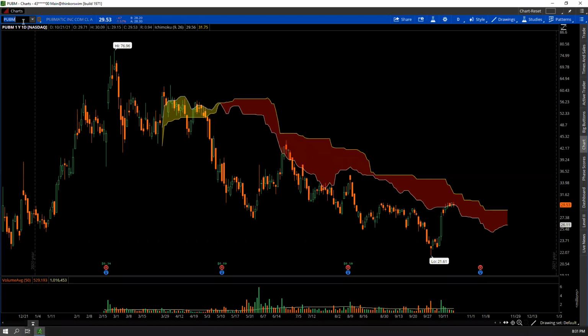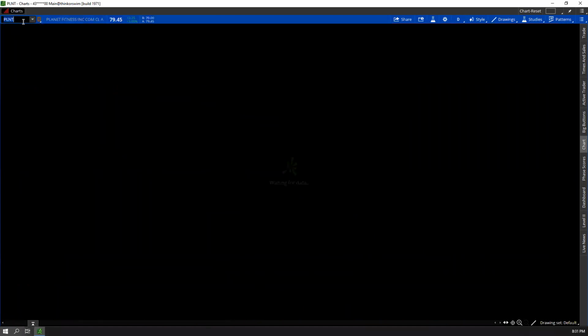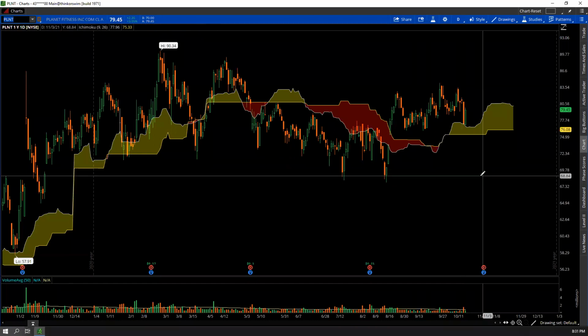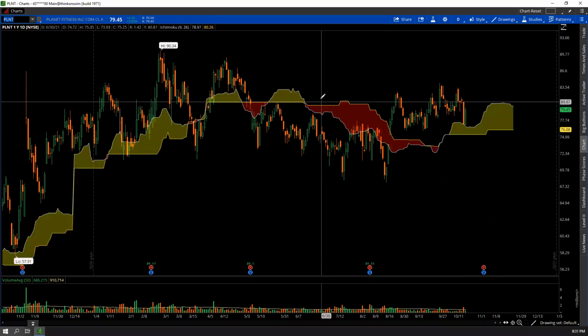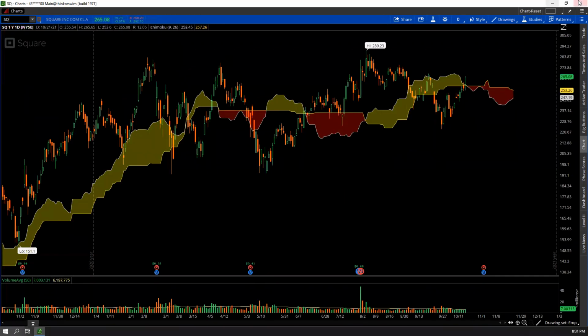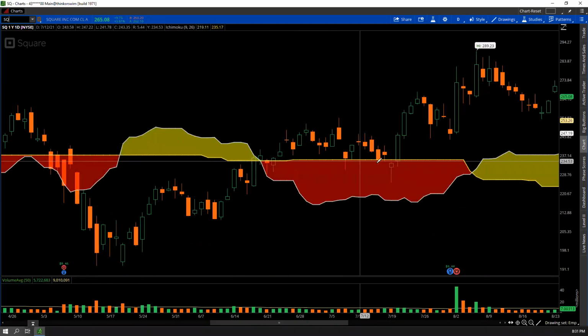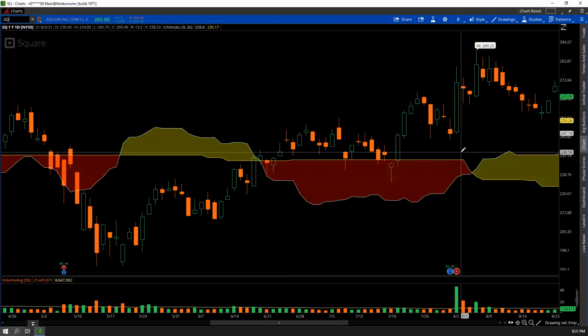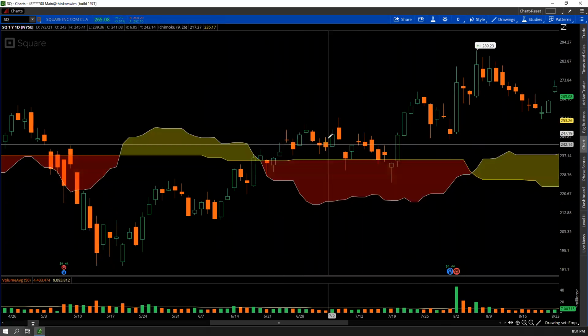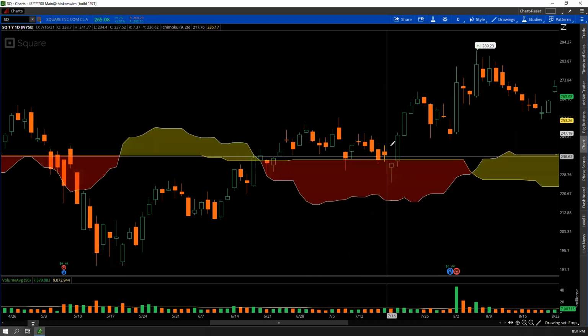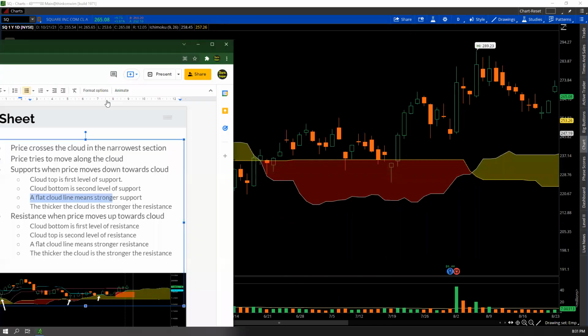So PLNT is a good one. Whenever it can cross above this kind of flat level and stay above it, then it's a very, very strong support. Okay, I think Square. For example, here it crossed above, right? And how is the cloud top looking? It's very, very flat. This kind of flat means it's a very, very strong support. So every time it comes back above, it bounces there and stays above that one, right? So that is one point. And then the thicker the cloud is, the stronger the resistance, or support.